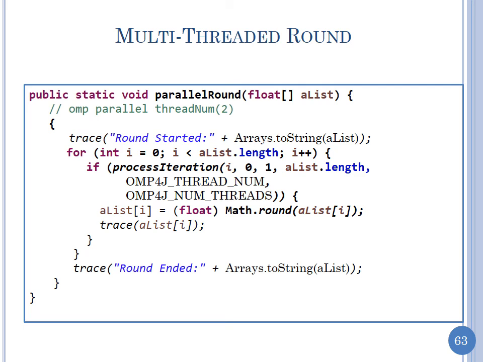So I go and say OMP parallel thread num, and I do that before the for and the trace. Okay, and that precedes the for. And in there every thread goes and calls process iteration for each iteration. Okay, and if process iteration returns true, then it goes and executes the iteration, otherwise it doesn't execute the iteration.